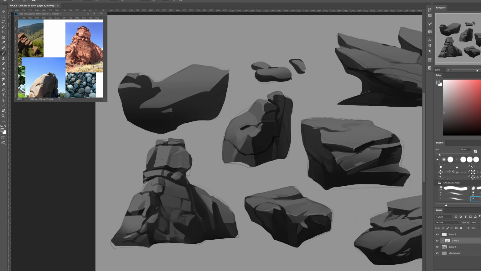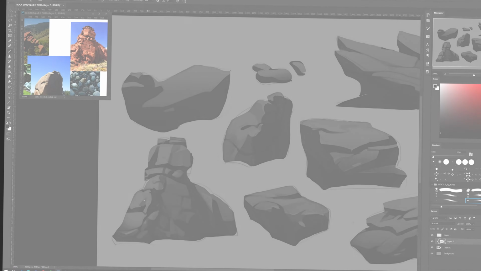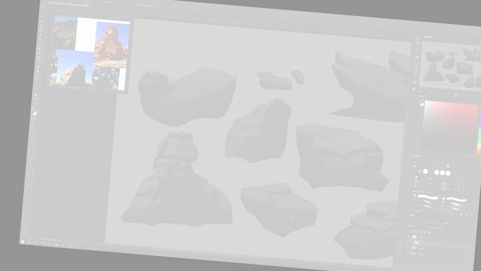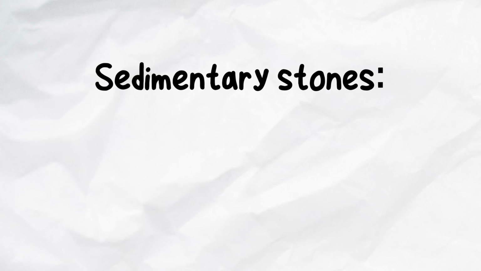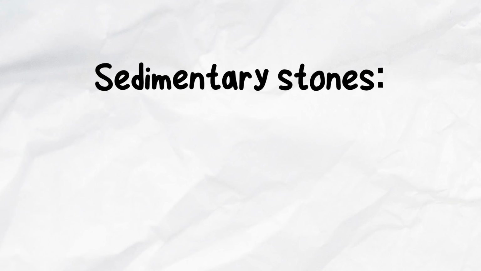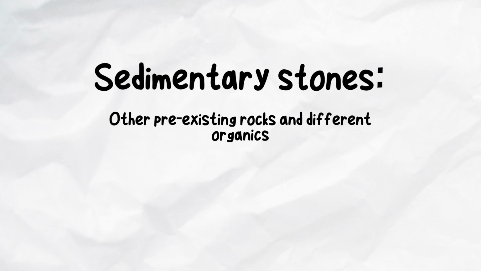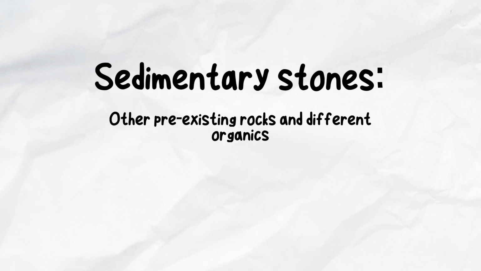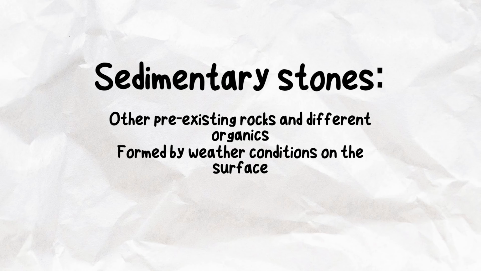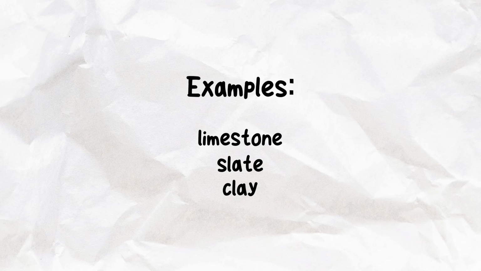From my own research, I have learned that there are three main types of stones: sedimentary, metamorphic and igneous. All you need to understand is how they are formed. Okay, I swear it won't be long. Sedimentary types formed from different pieces of pre-existing stones or organics. Such stones generally form on the surface with the help of water and weather. For example, you can see limestones, slates, clay, etc.